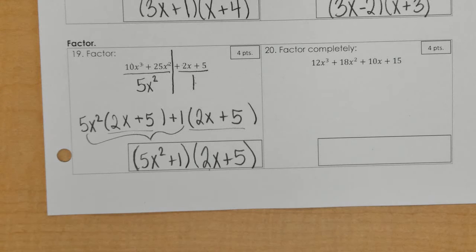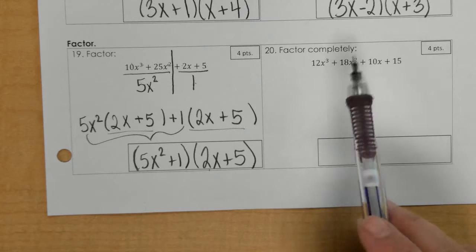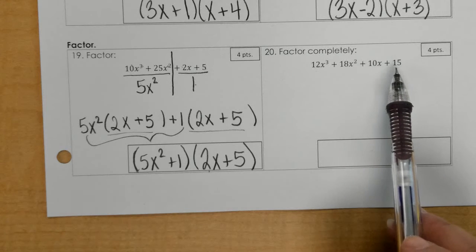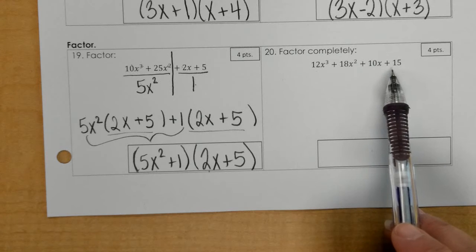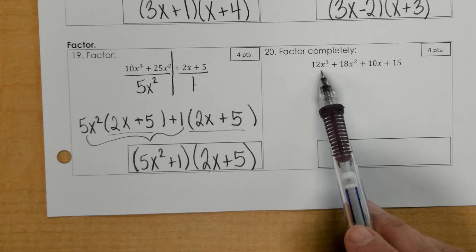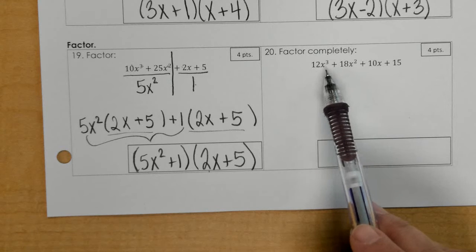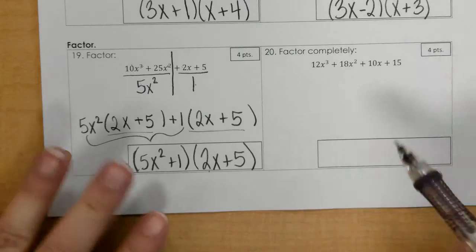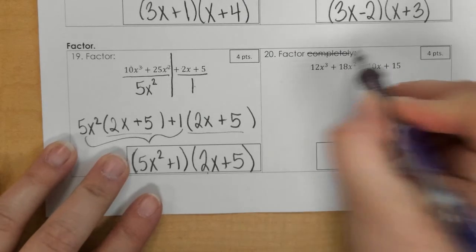Okay, in number 20, it says that you have to factor completely. And so that means I need to find a GCF in the entire problem. So what number goes into all of those numbers evenly? Well, I kind of think there's a typo. Nothing can, besides 1. Okay, so I guess for this we're going to mark out the word completely.